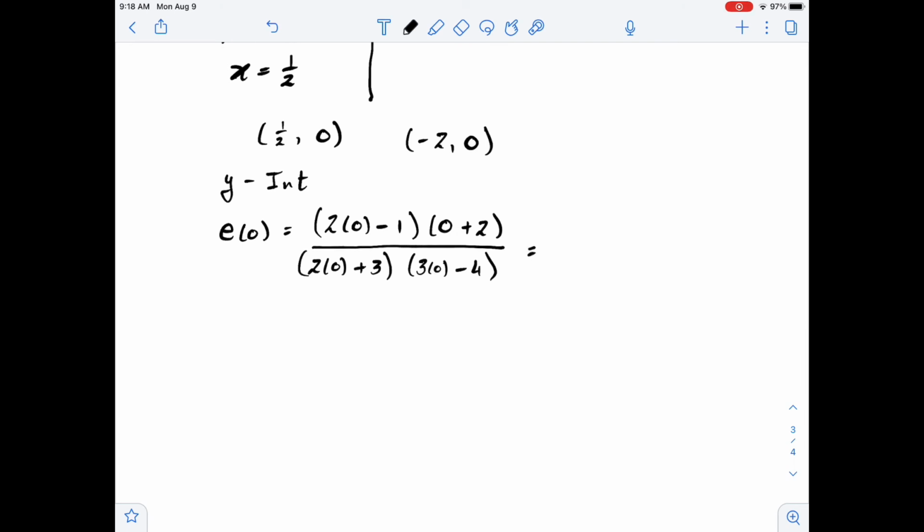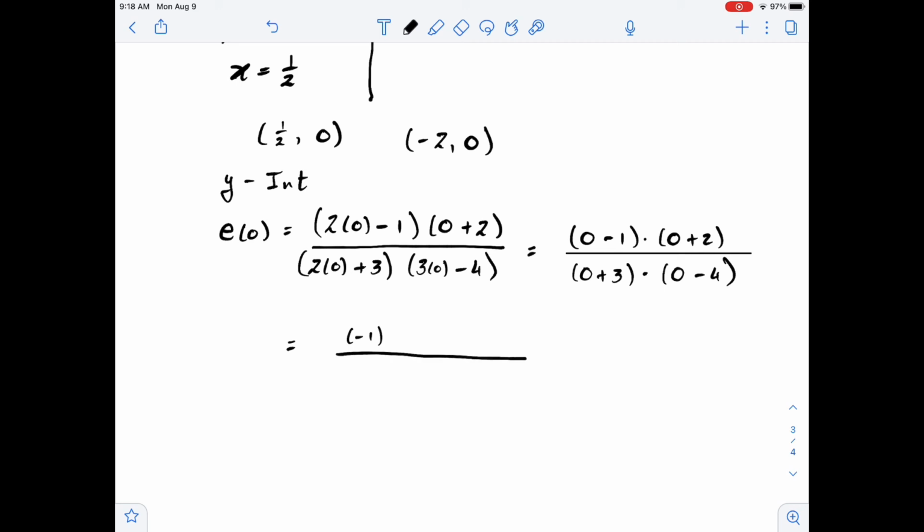And so what have I got? It gives me 2 times 0 is 0 up on top, minus 1 times 0 plus 2. In my denominator, 2 times 0 is 0 plus 3, times 0 minus 4. So that's what I have. But what does that give me? 0 minus 1, I have -1 up on top. -1 times 0 plus 2 is 2. And downstairs, I have 0 plus 3. That's 3. Times 0 minus 4.